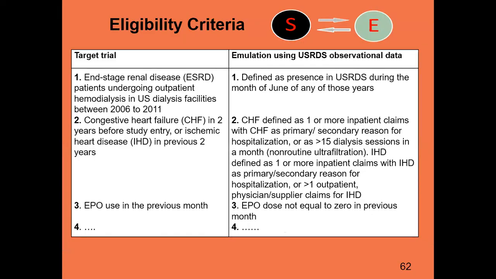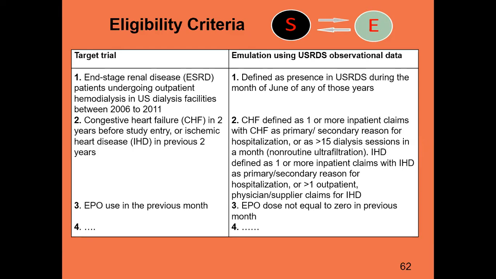So this is a larger view of the previous slide. I want to use this slide to illustrate the 3 keywords that we saw from the video: parallel, iterative, and explicit. This table reflects the parallel process because for each eligibility criteria, we have the specification and the emulation side by side. The process is iterative.